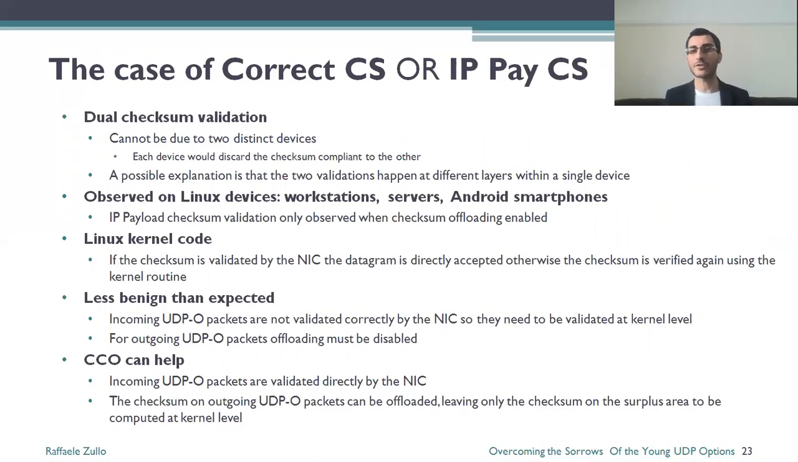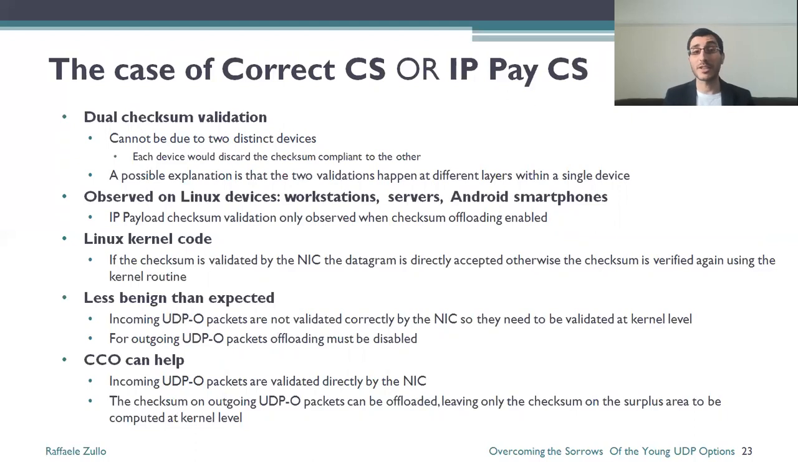It can be explained instead if the two validations happen in the same device but at different layers. We have observed this in the wild, but also on devices that we had, like Linux workstations and Android smartphones, and noticed that the IP payload length offset checksum was accepted only when checksum offloading was enabled. Taking a look at the Linux kernel code, we realized that when a packet is validated by the NIC, it's directly accepted, while if it's not validated by the NIC, it's verified again using the kernel routine. So this explains the dual checksum validation.